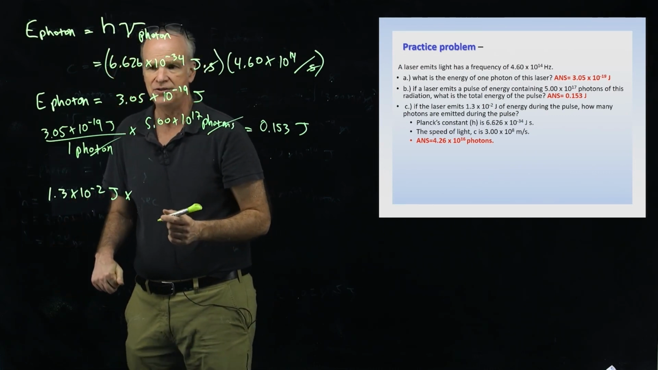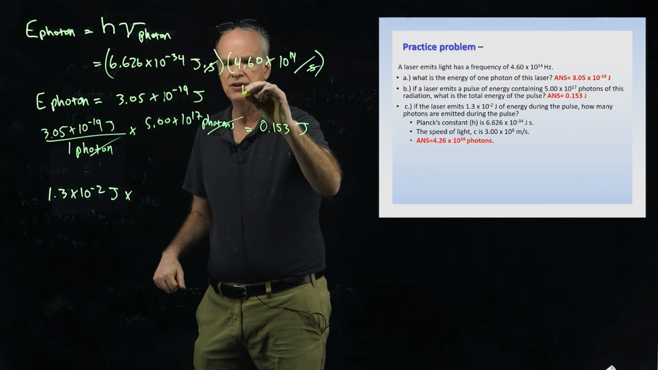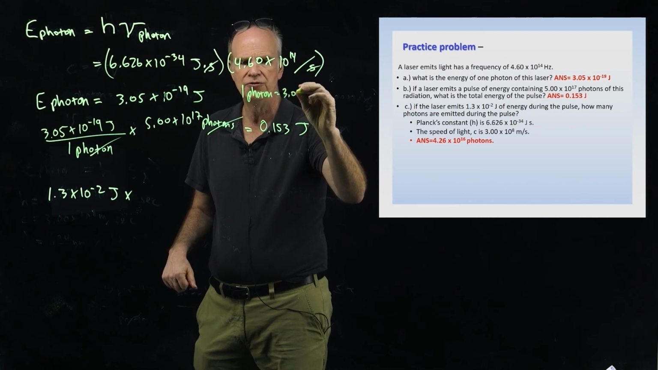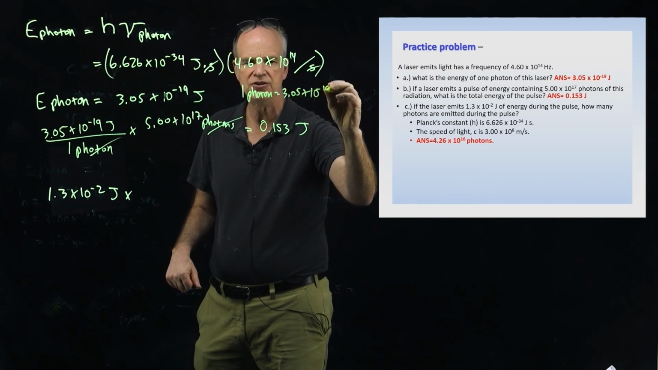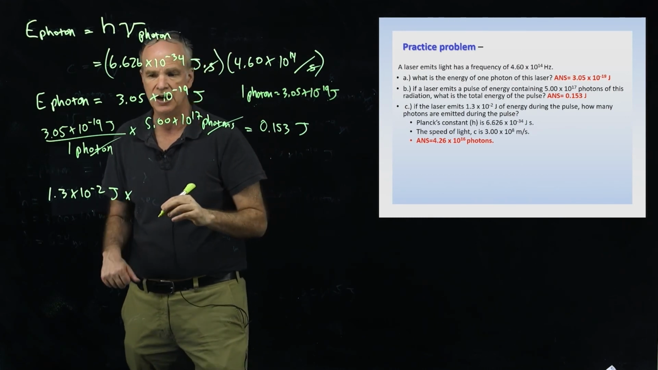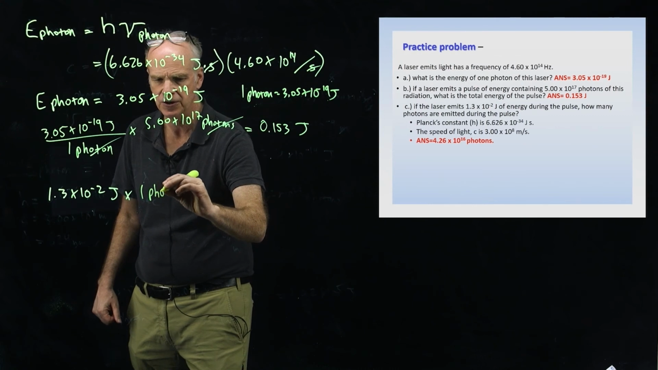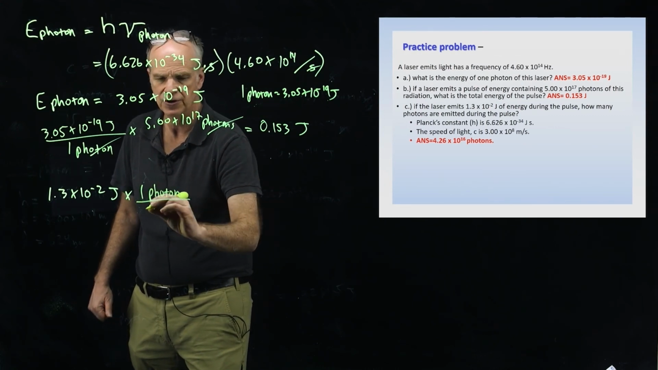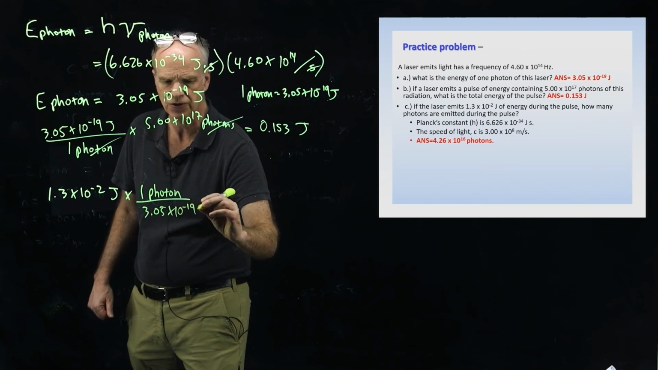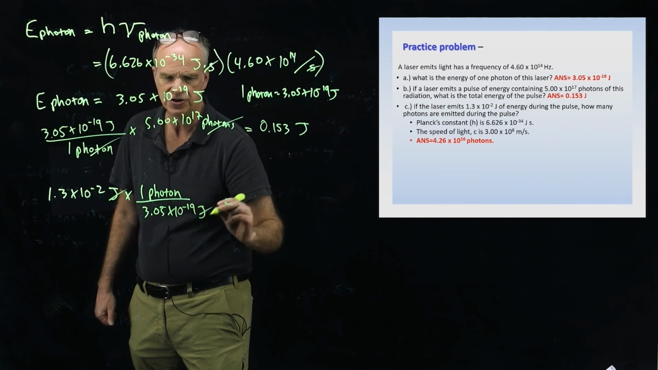And so that isn't so bad. So we know that one photon here is equal to 3.05 times 10 to the negative 19 joules. And so you can set up two fractions. You have to pick one. And so the one I'm going to pick is going to be times one photon over 3.05 times 10 to the negative 19 joules. And so what you can see is that joules cancels out, and you should get an answer in photons.